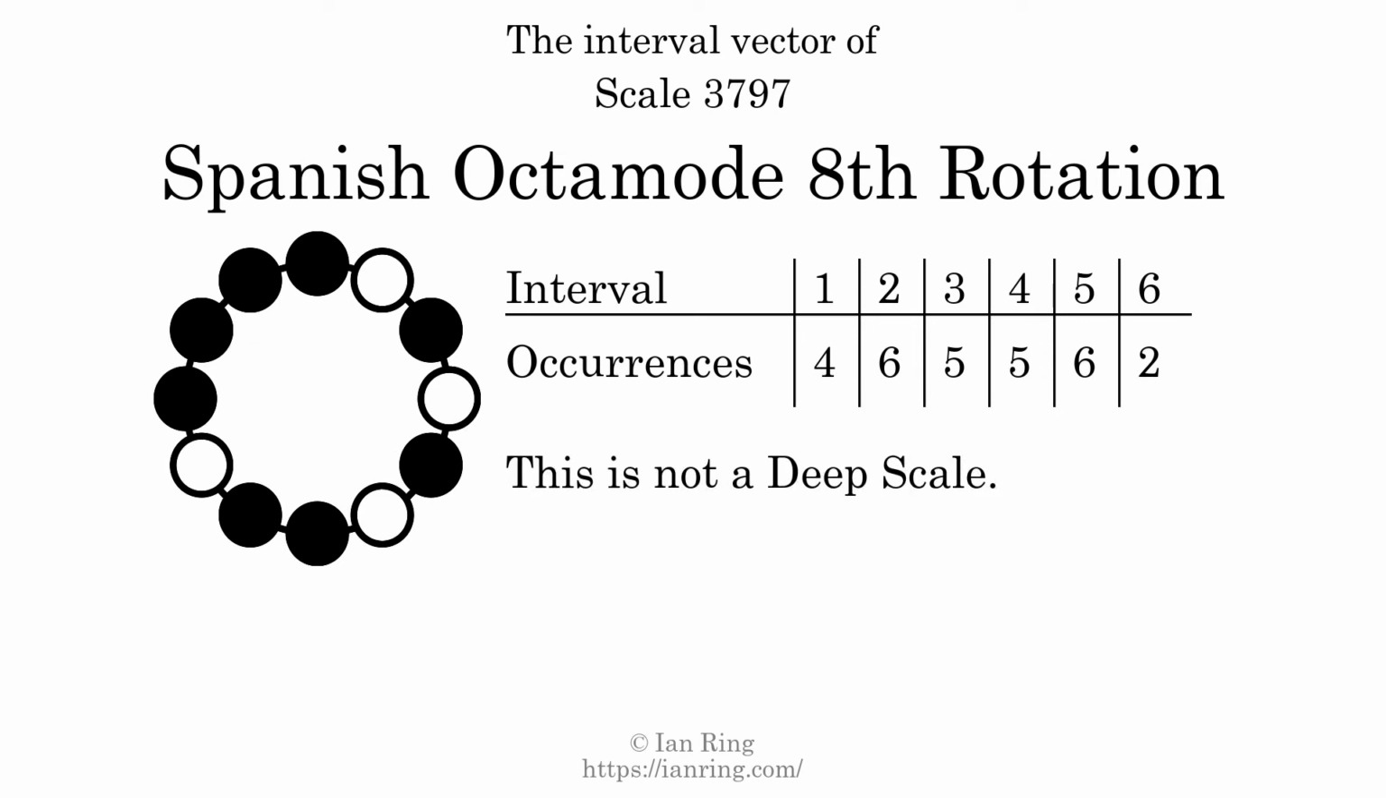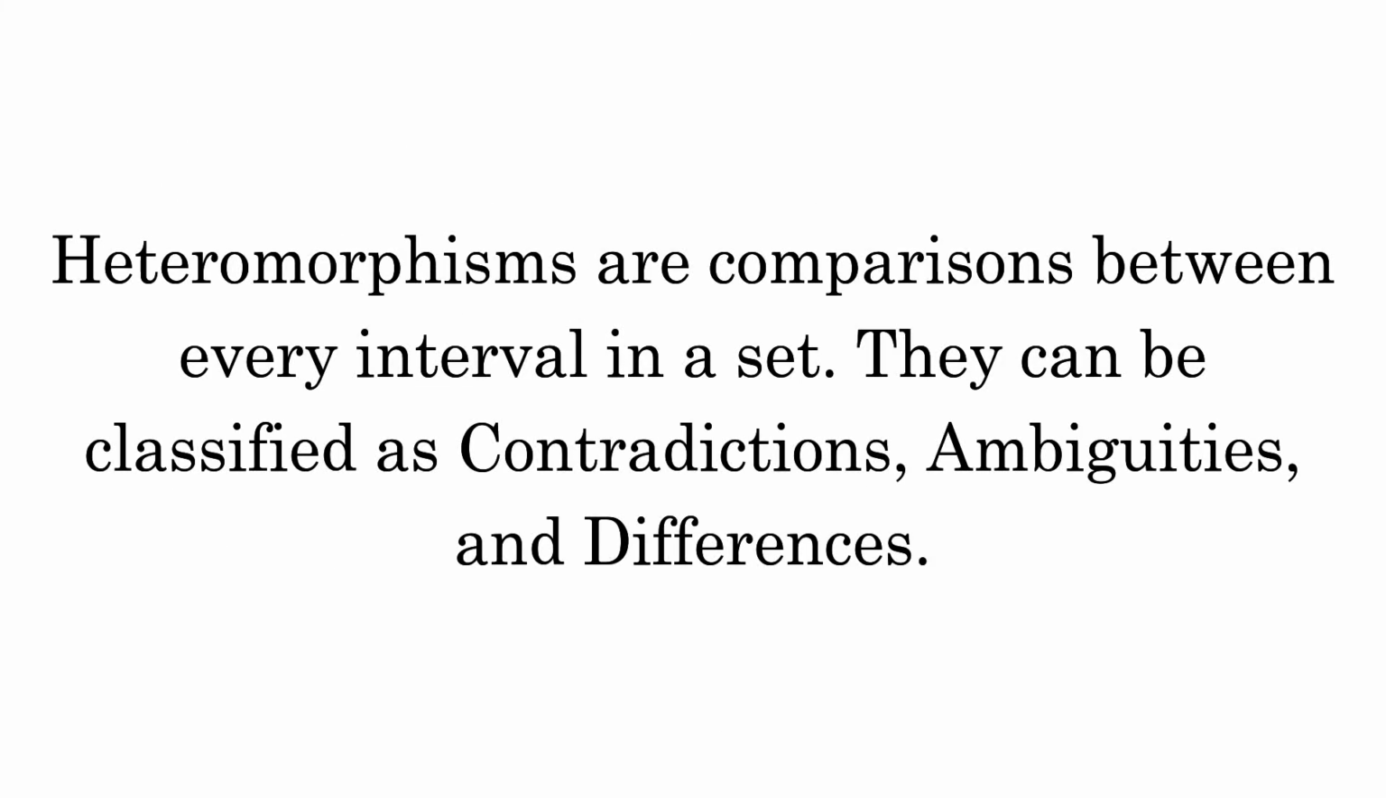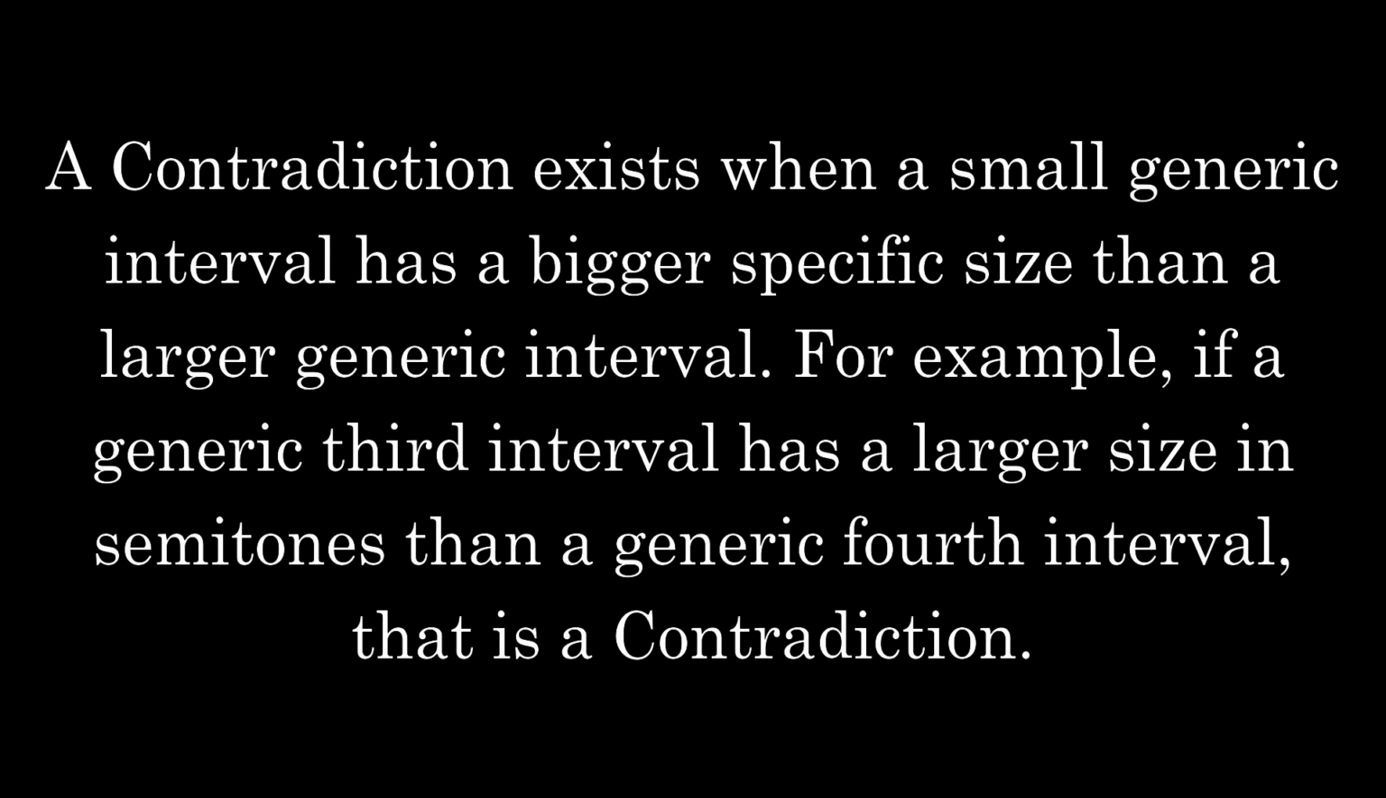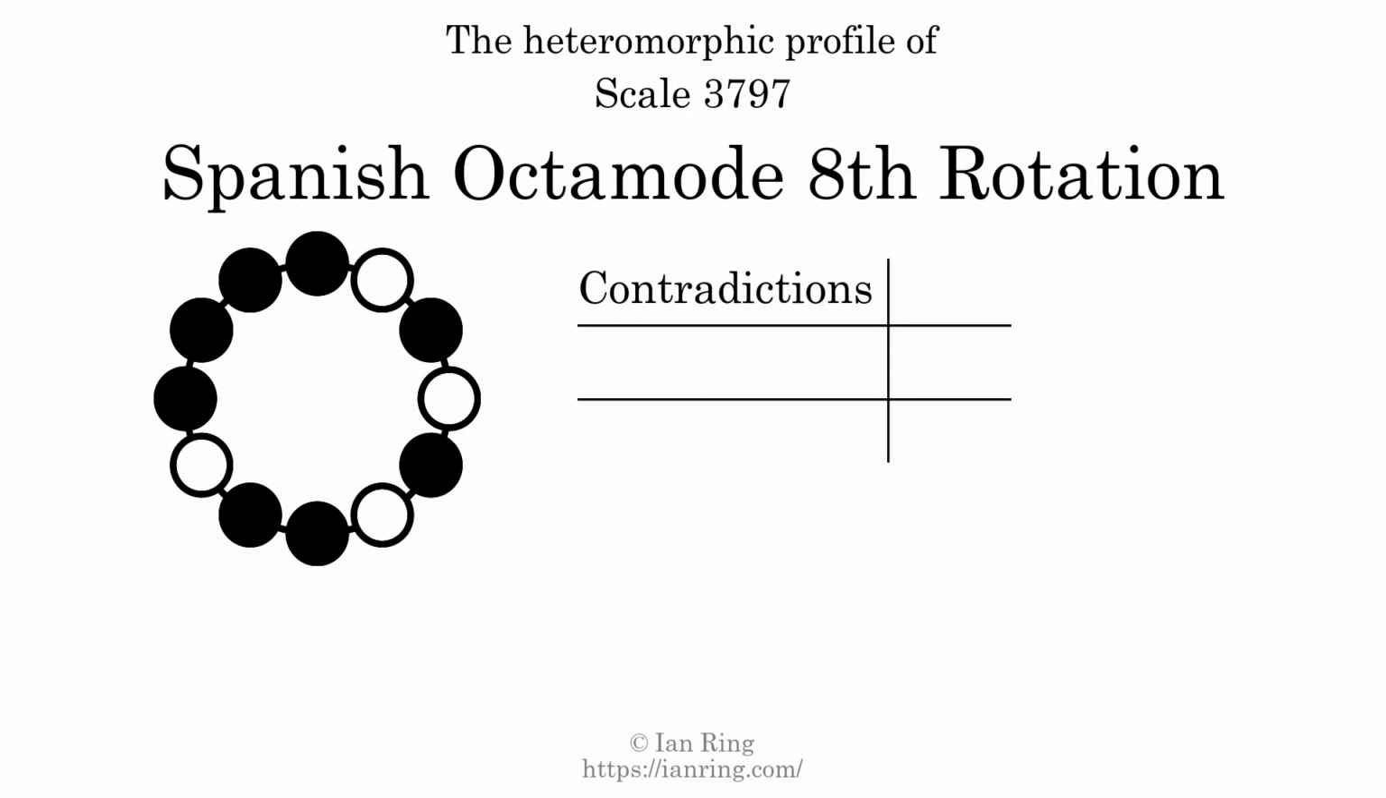Each interval does not appear in this scale a unique number of times, so this is not a deep scale. Heteromorphisms are comparisons between every interval in a set. They can be classified as contradictions, ambiguities, and differences. A contradiction exists when a small generic interval has a bigger specific size than a larger generic interval. For example, if a generic third interval has a larger size in semitones than a generic fourth interval, that is a contradiction. The number of contradictions in this scale is 10.